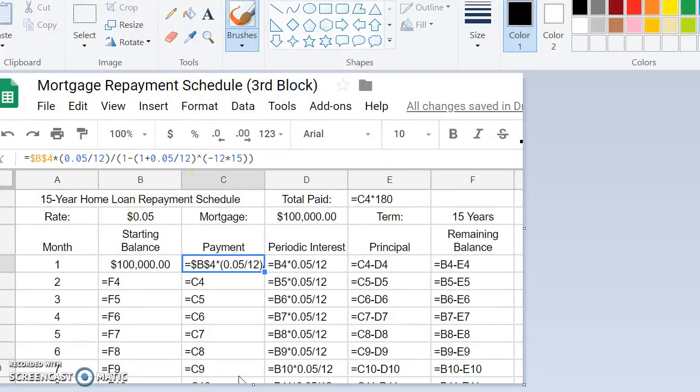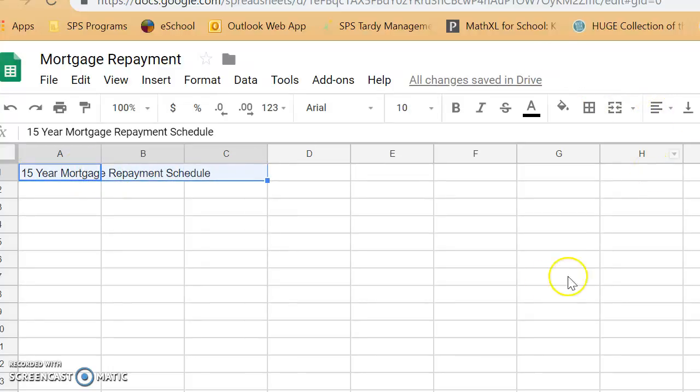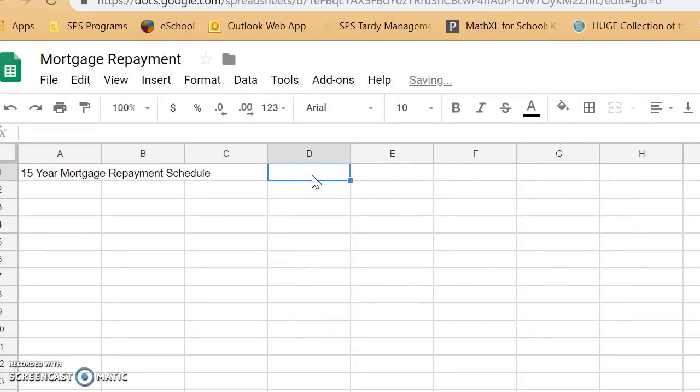Okay, so on the first sheet we're going to do the 15-year home loan repayment schedule. 15-year mortgage repayment schedule. All right, this one's going a little bit faster. Go ahead and merge these together. You guys see it? All right. And what do I have in this next one? Total paid. This is what we're looking for here.